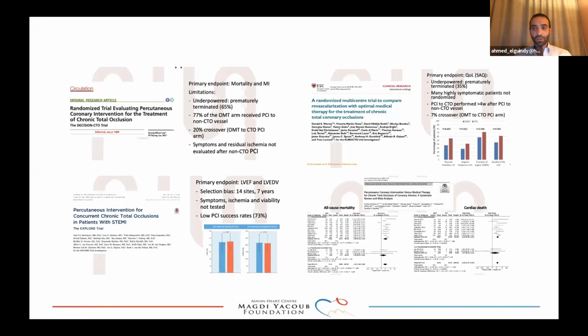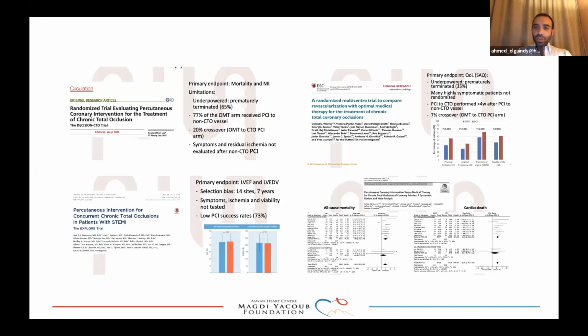Many highly symptomatic patients were not randomized. Again, at the operator's discretion, the more deserving candidates were electively put into the CTO PCI arm, and hence were not enrolled. And PCI to CTO vessels was performed at least 4 weeks after PCI to a non-CTO vessel, which is a huge advantage compared to what happened in DECISION-CTO, and the crossover rate wasn't the greatest.